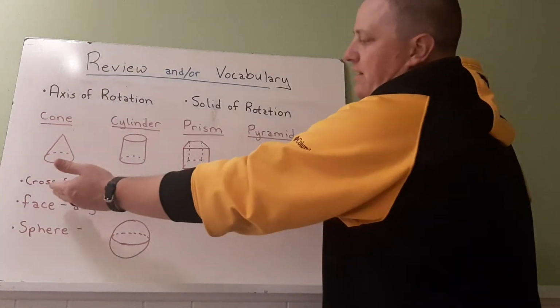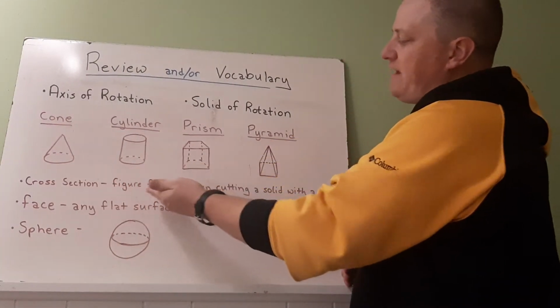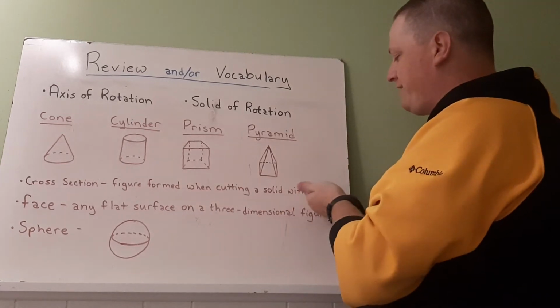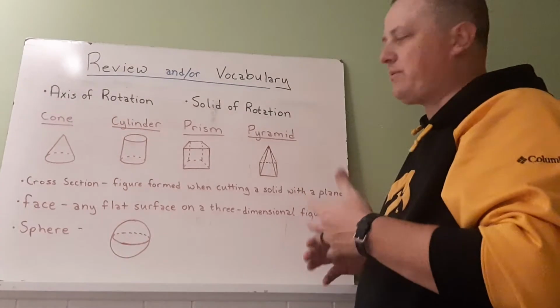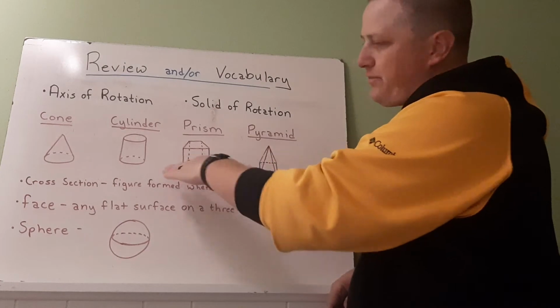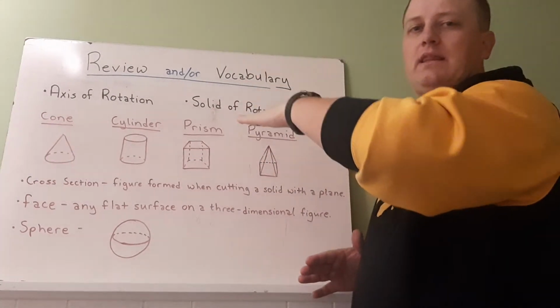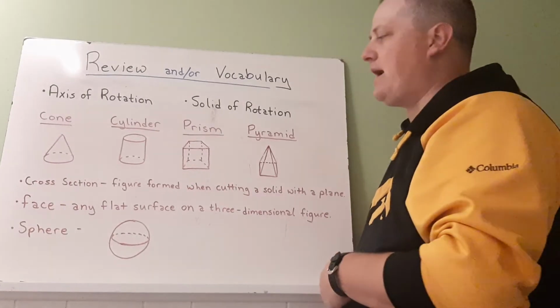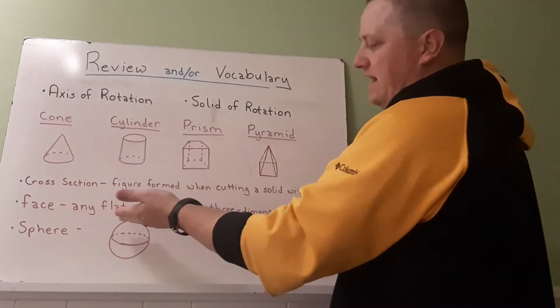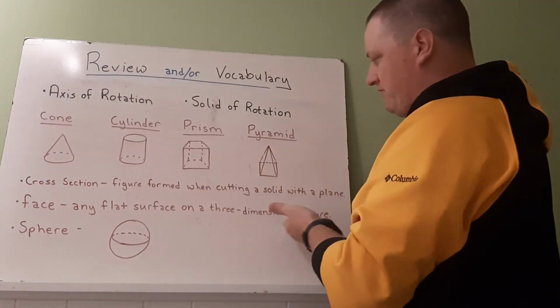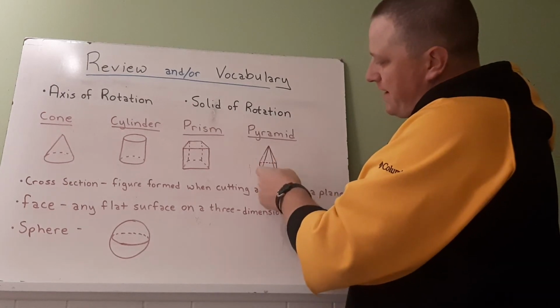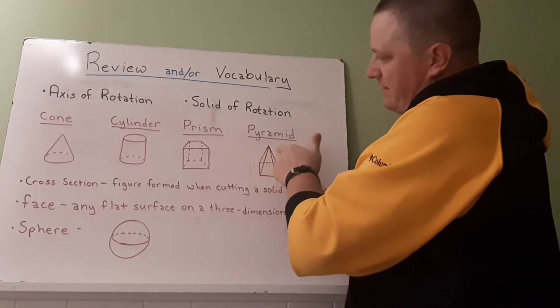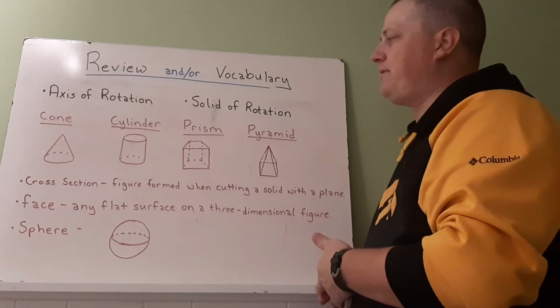And then we have cross-section, which is a figure formed when cutting a solid with a plane. So if you have a three-dimensional solid and you cut through it, when we look at what that cut looks like, what is that two-dimensional shape that the cut makes? Face, any flat surface on a three-dimensional figure. So the base is a face and the sides are faces. There's multiple faces here.